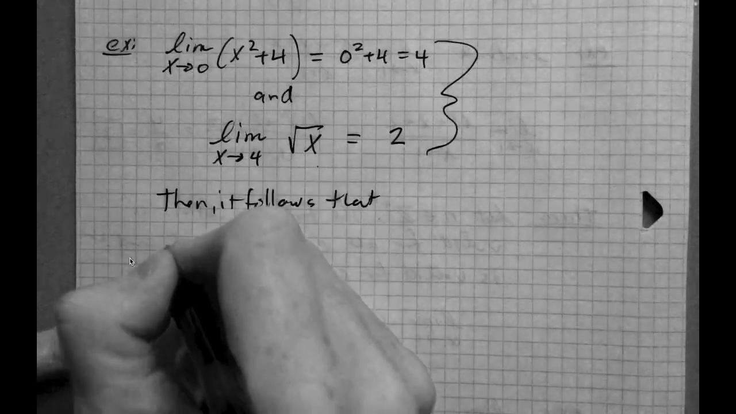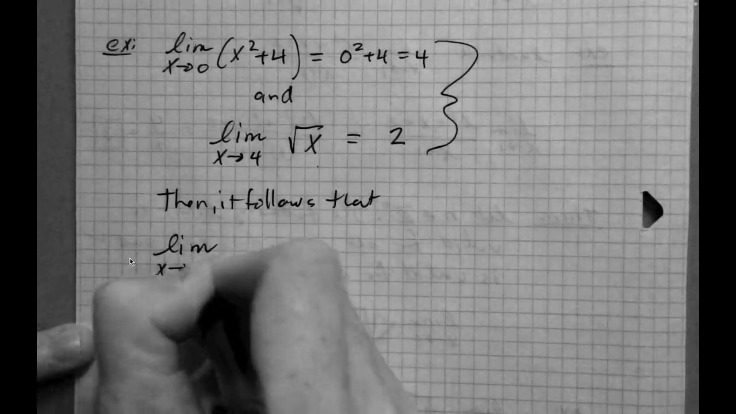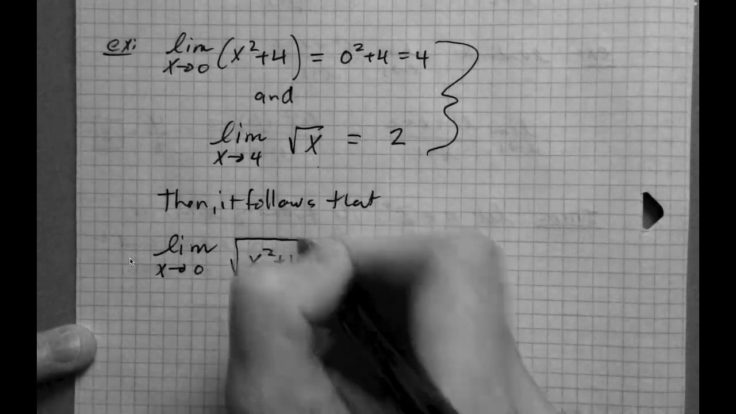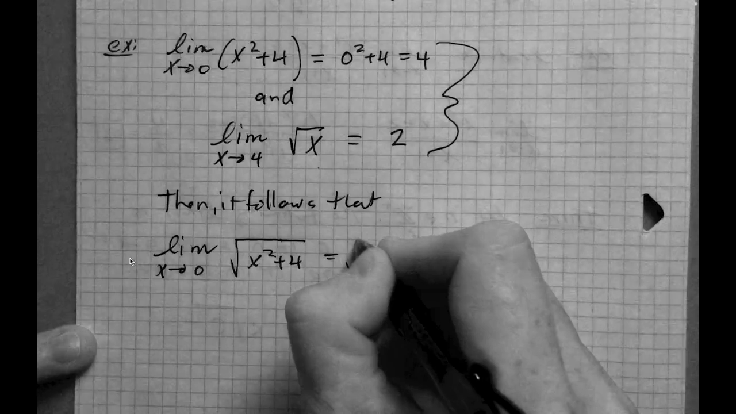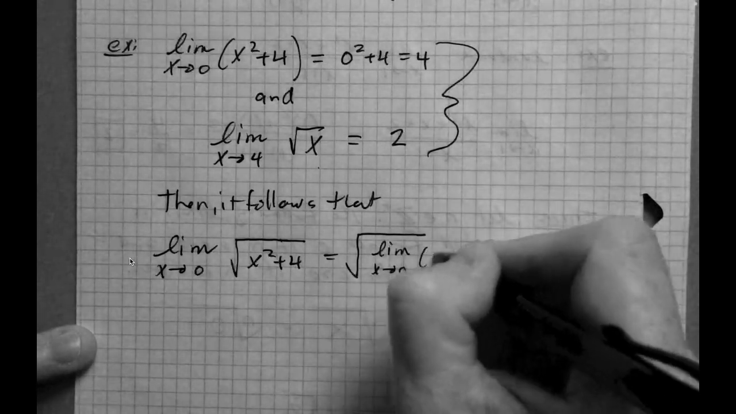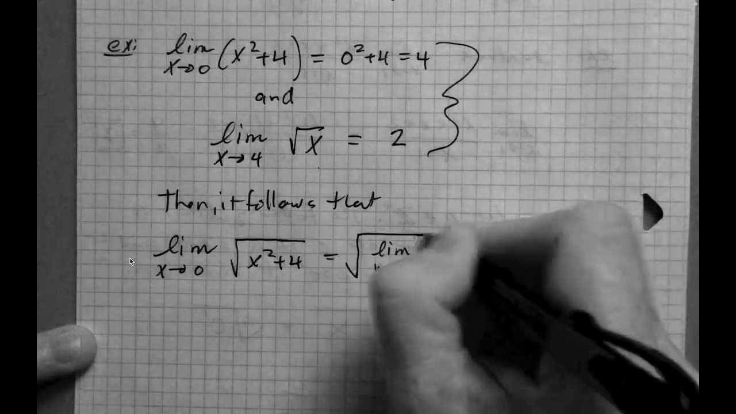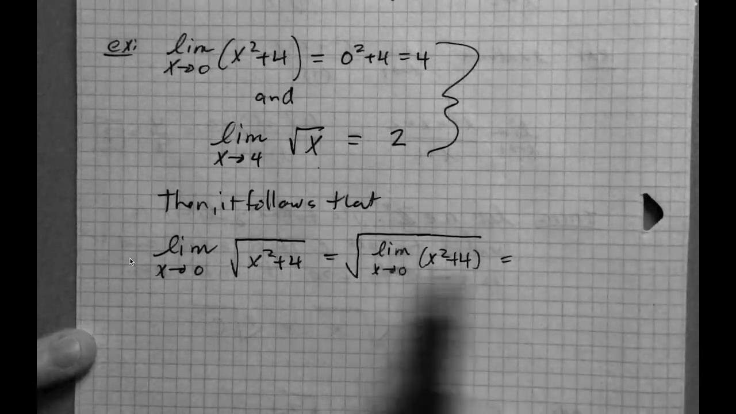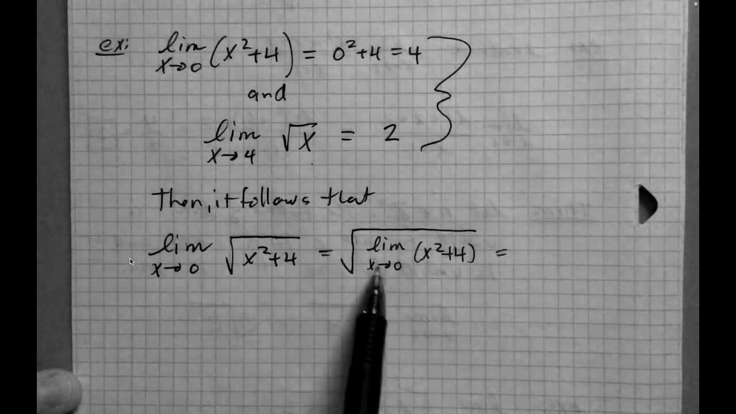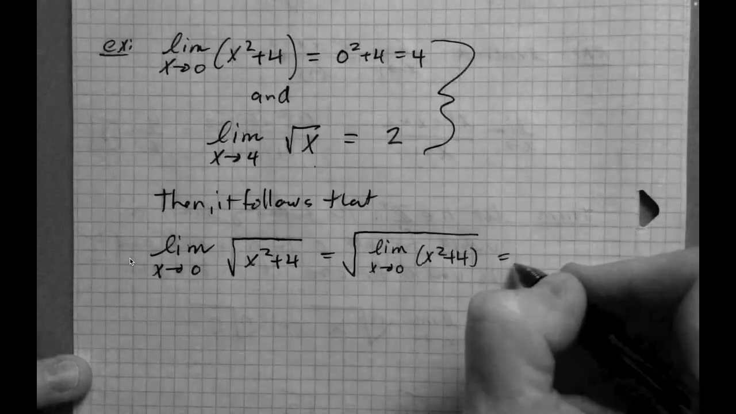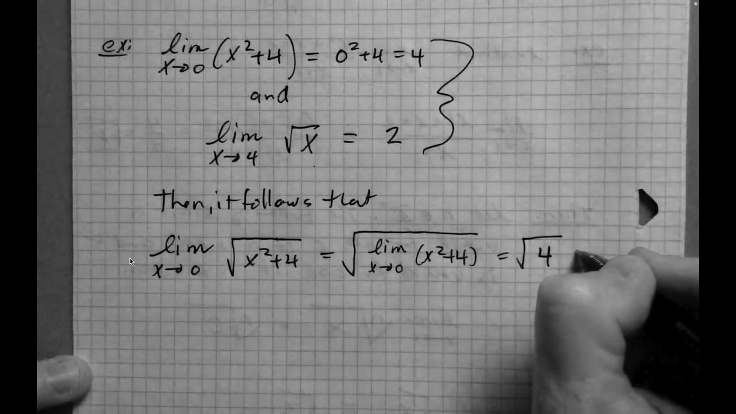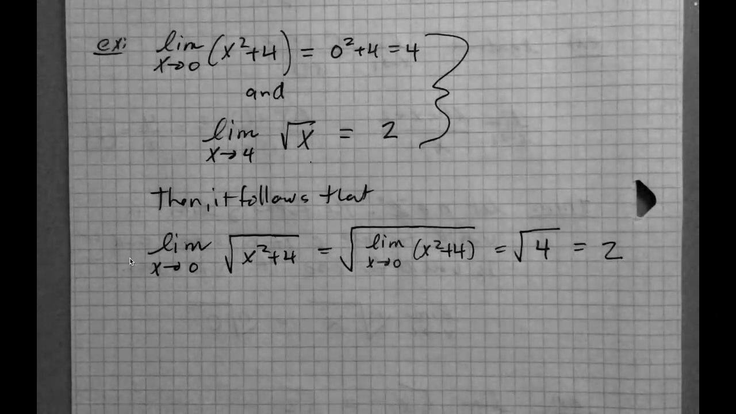that the limit as x approaches 0 of the square root of x squared plus 4 is equal to the square root of the limit as x approaches 0 of x squared plus 4. Which is equal to what? Well, you can evaluate this. The limit as x approaches 0 of x squared plus 4 we know is 4, and then the square root of that is equal to 2.